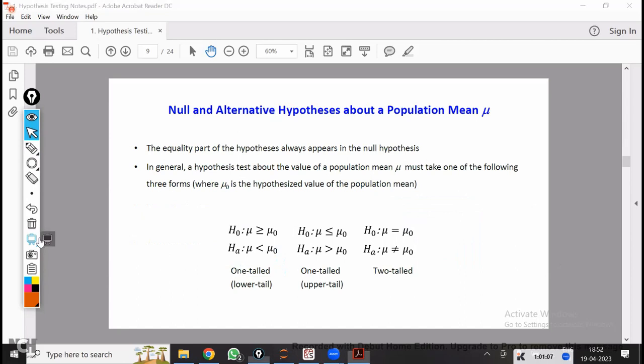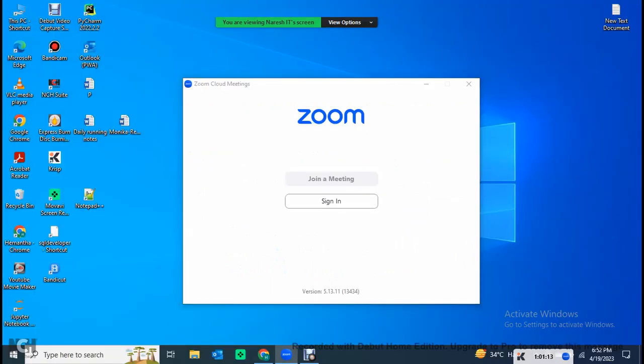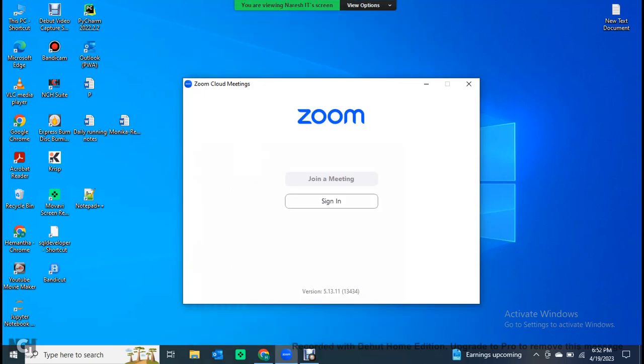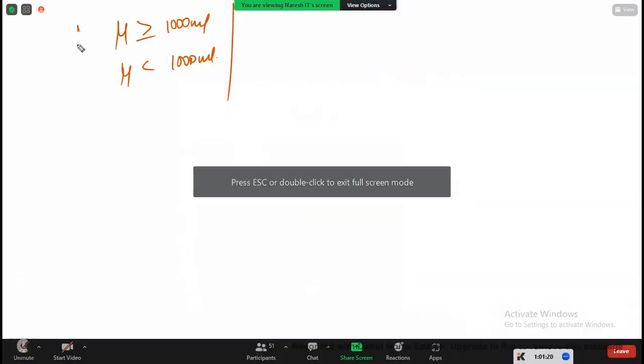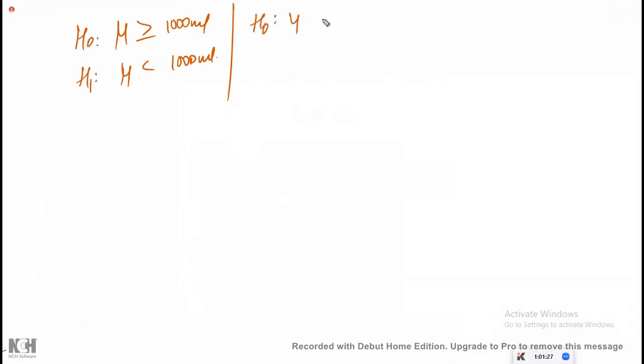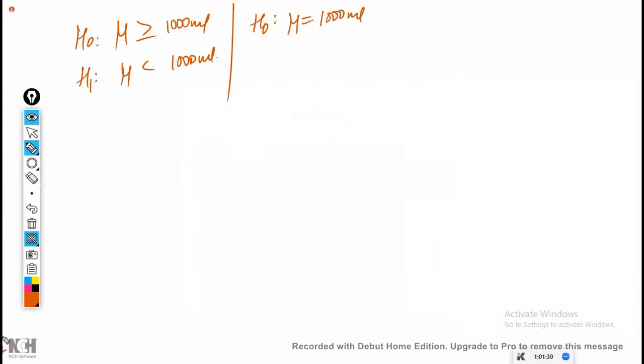Now, next. So these are all the null and alternate hypotheses. For example, you are having null hypothesis: mu greater than or equal to 1000 ml, and alternate hypothesis: mu less than 1000 ml. If you go with the bottle example, this is null and this is alternate. For the same example, the company owner is having null hypothesis: mu exactly equal to 1000 ml. 1000 ml means nothing but 1 liter. Alternate hypothesis says that mu is not equal to 1000 ml. This is from the company owner's perspective.